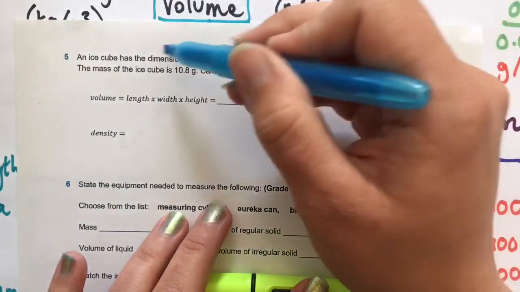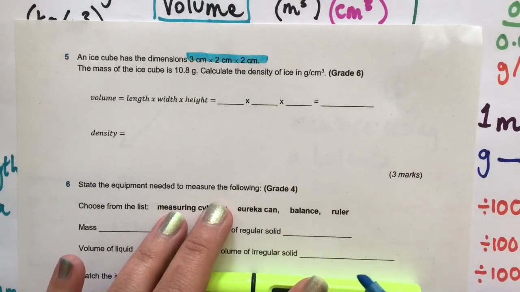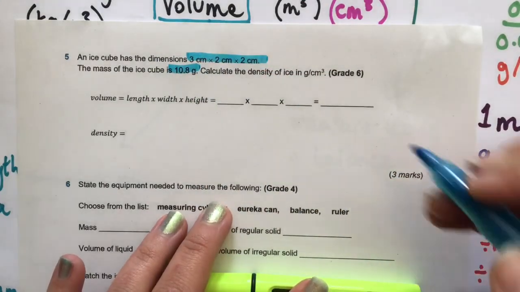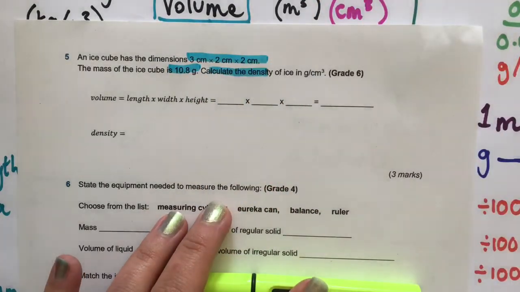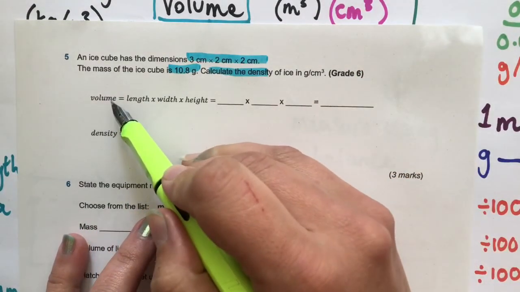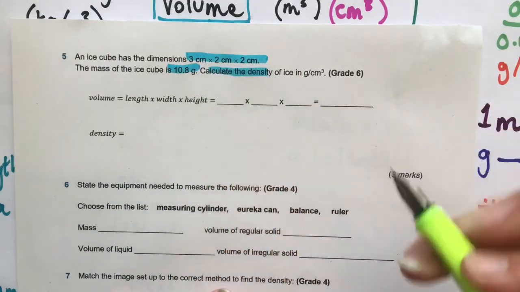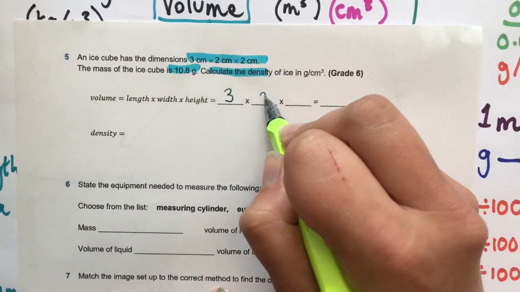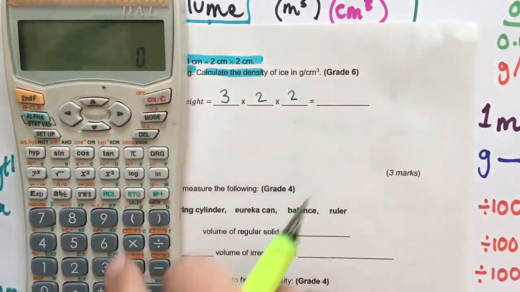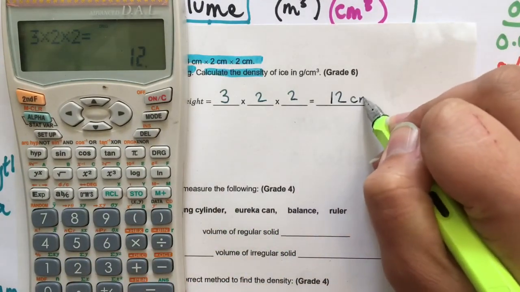So an ice cube has the dimensions 3 centimetres by 2 centimetres by 2 centimetres. The mass of the ice cube is 10.8 grams. Calculate the density of the ice in grams per centimetre cubed. So first we need to do the volume, which is length times width times height. And we've got those values up here, 3 times 2 times 2, which is 12 centimetres cubed.